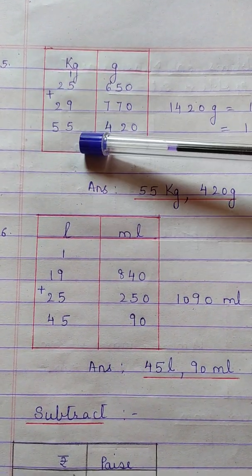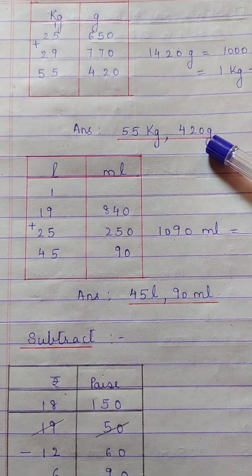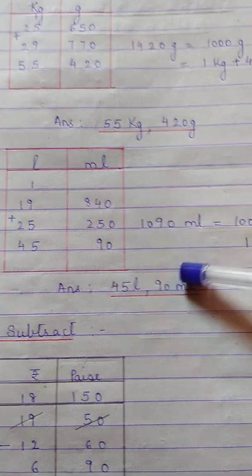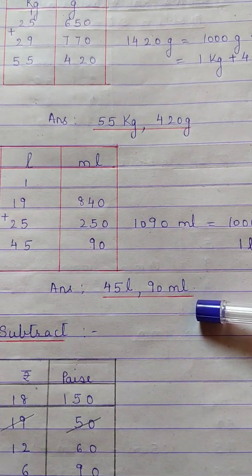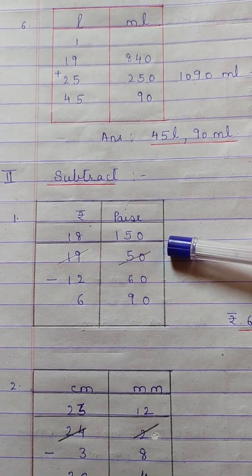Add it up. You get 55. Final answer 55 kg 420 grams. The same with liter and milliliter also. And you get this answer. Okay. Now, the second question is subtract.